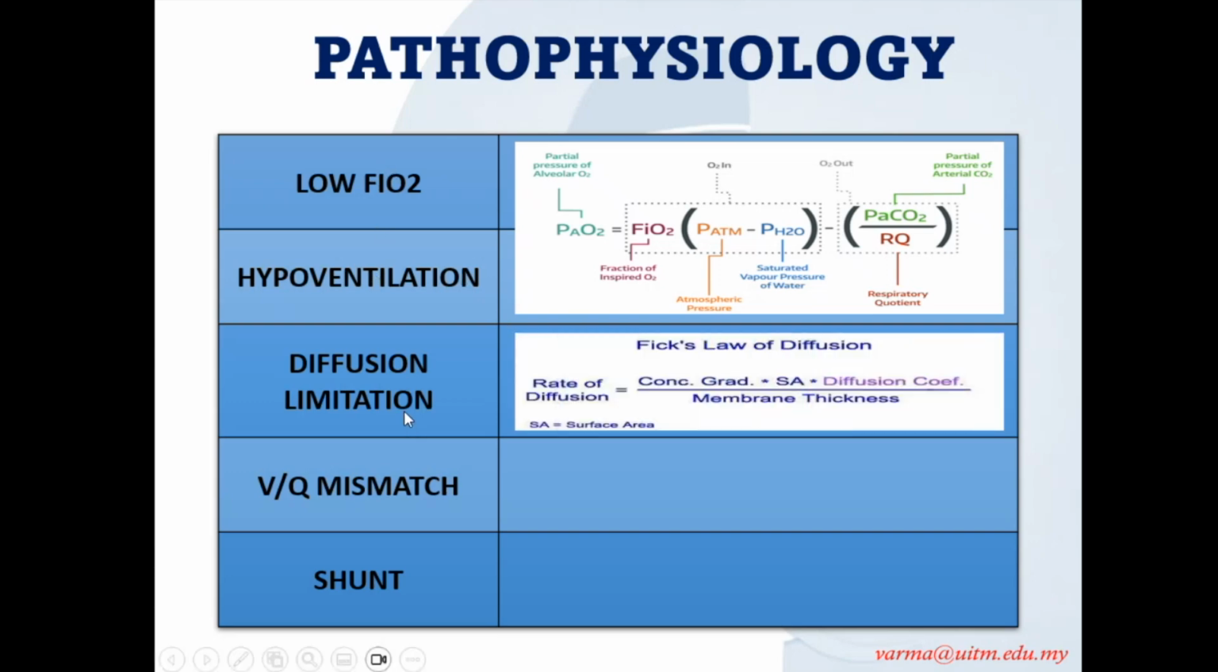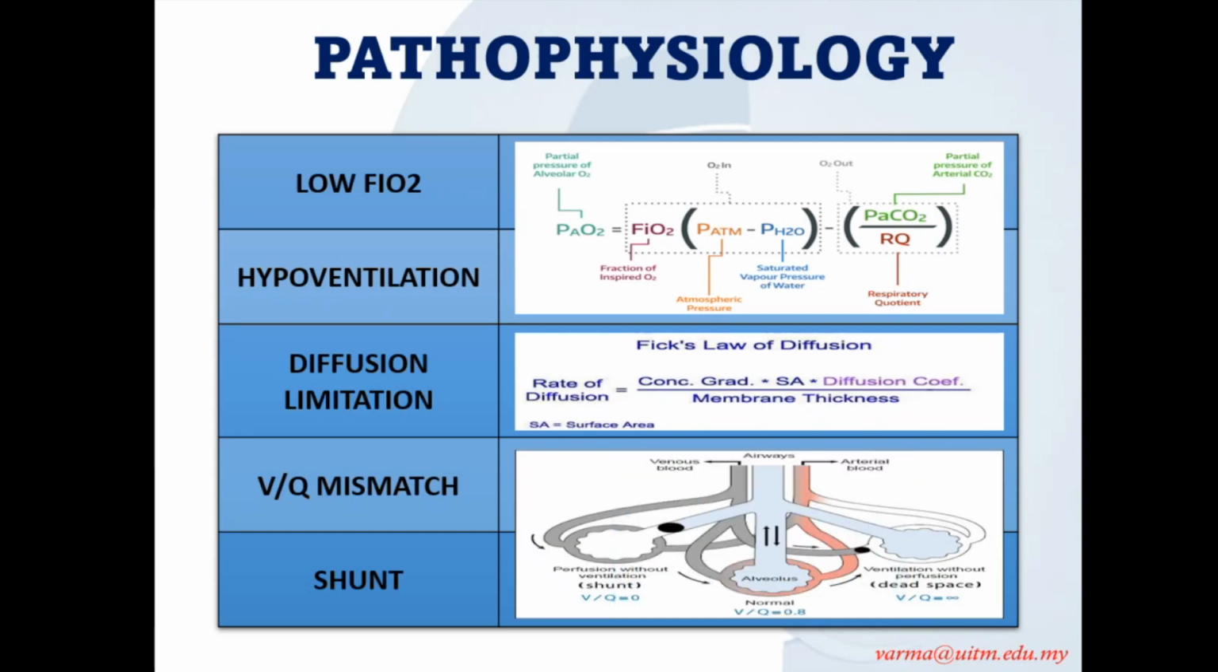Diffusion limitation follows Fick's law of diffusion: the concentration gradient or partial pressure gradient, surface area, and membrane thickness. In a patient with interstitial lung disease where they have alveolar fibrosis, the membrane is thickened. Thus, the rate of diffusion is lesser, so the PaO2 will be less. Then we talk about VQ mismatch and shunt, either dead space or shunt itself. All these are the pathophysiology of hypoxemia.